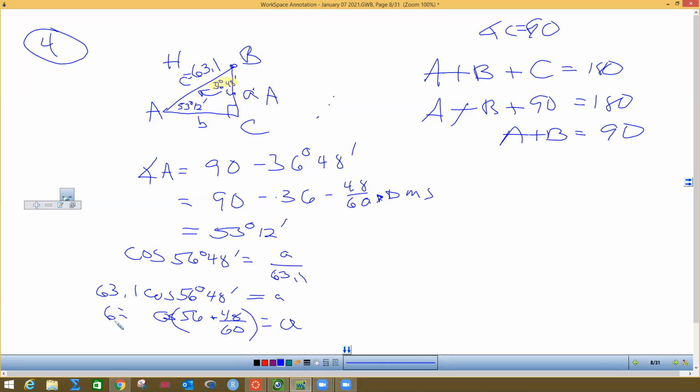And tell me what that rounds to to 3 places, because we're going 3 decimals. Somebody, please. Everybody type it in. 63.1 cosine, and then 56 plus 48 over 60, parenthesis, equals. What is it? 29.6. Anybody verify?